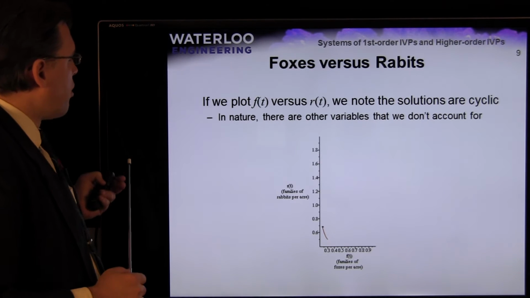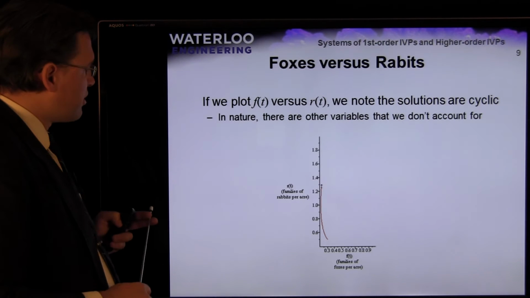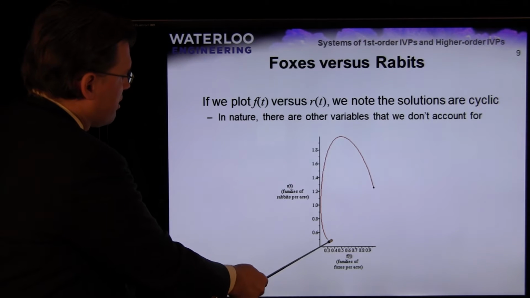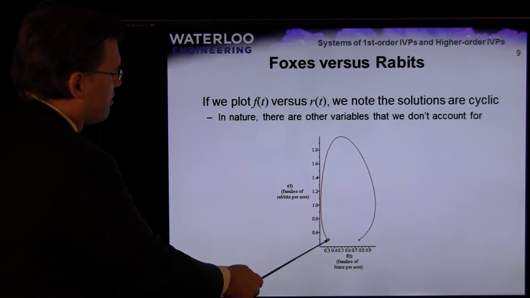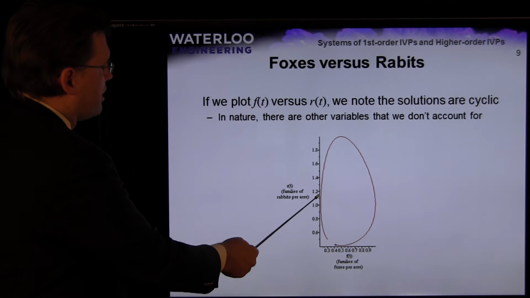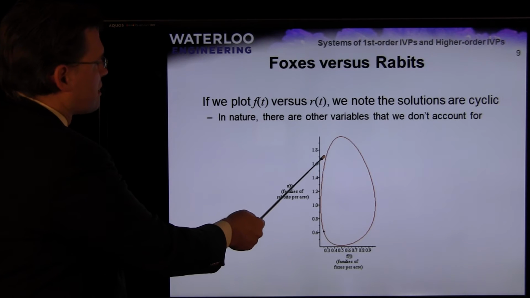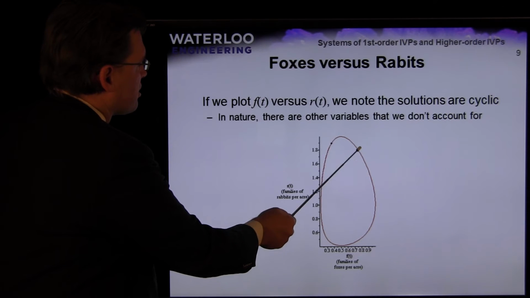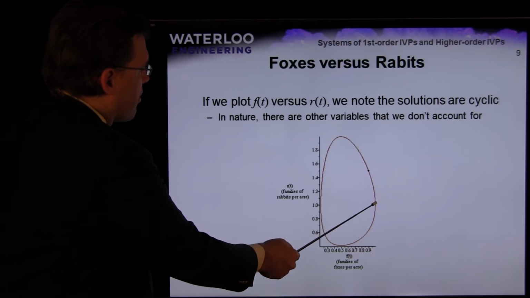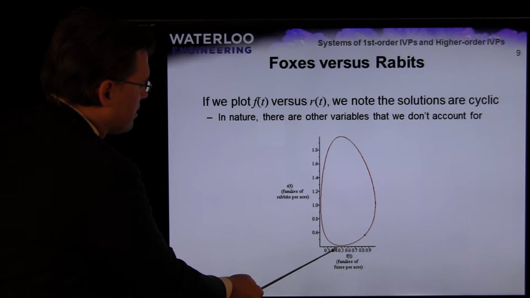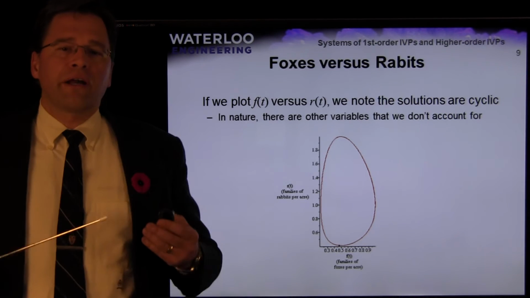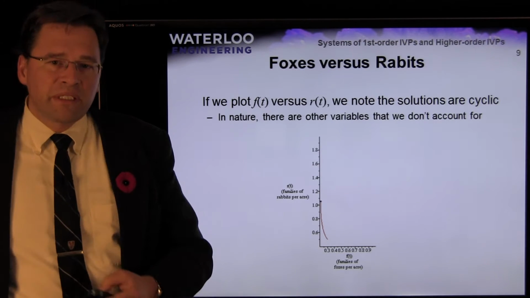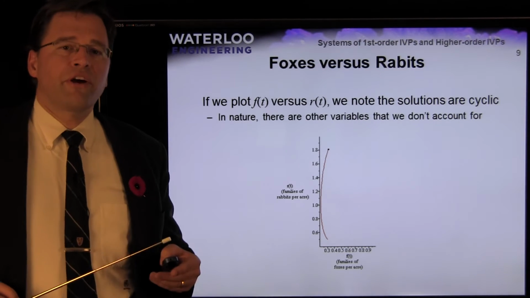So we can also plot this as a function of time of foxes versus rabbits. Initially, the number of rabbits begins to increase while the number of foxes decreases. As the number of rabbits increases, so do the foxes. But as the foxes are increasing, well, then the number of rabbits decreases, and we cycle around and around. And so ultimately the system continues to cycle forever.